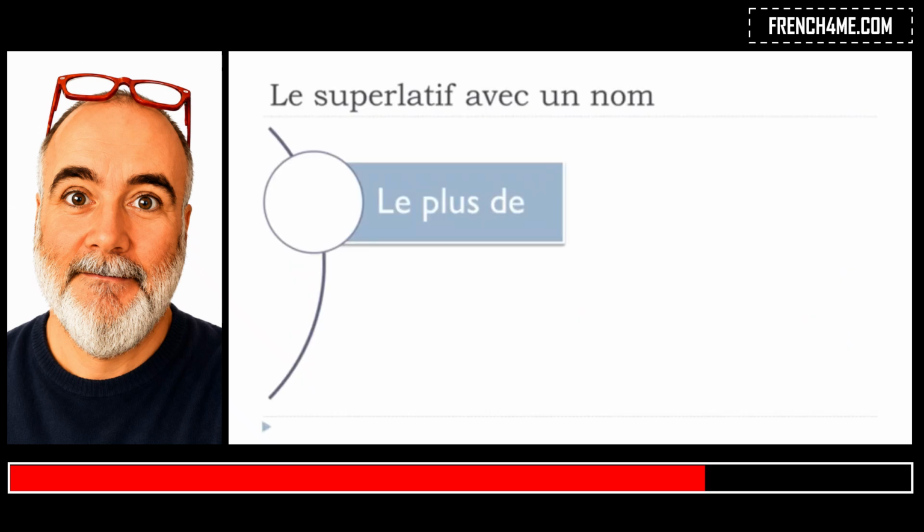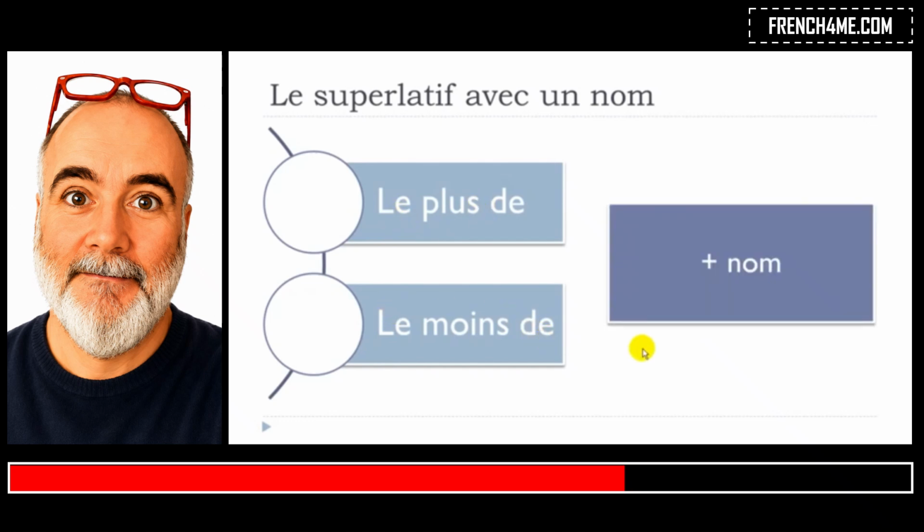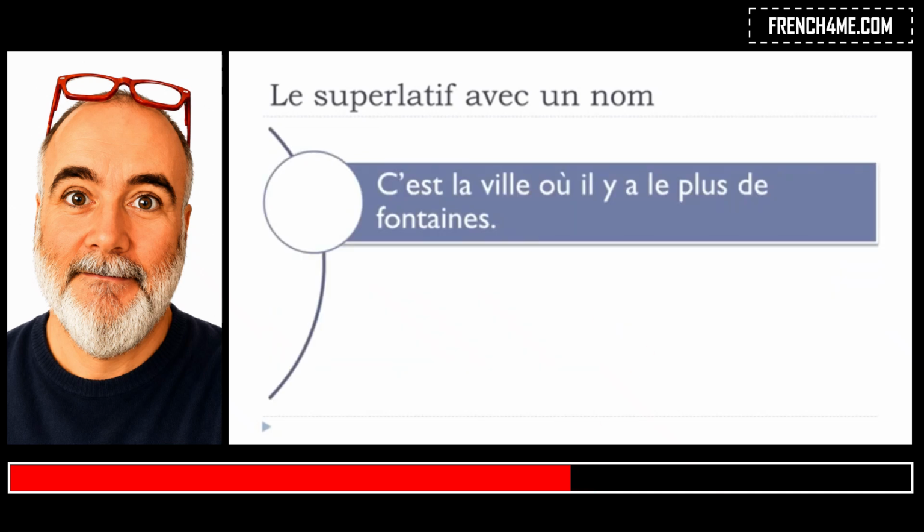So it's quite simple because you don't really need to care about whether it's masculine, feminine or plural. You just put le plus de or le moins de, so the most, the least, okay? And after that you will put your noun. Okay, le plus de, le moins de, and then your noun. Okay, so let's have a look now how to construct it.